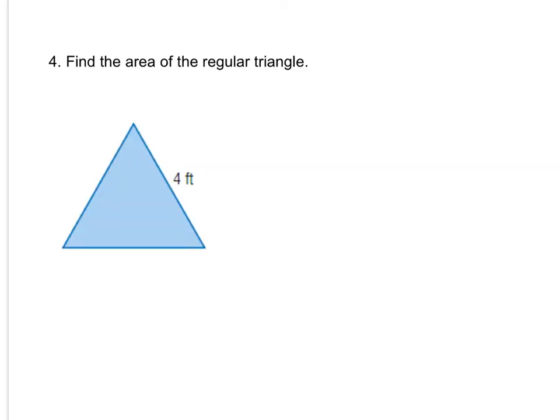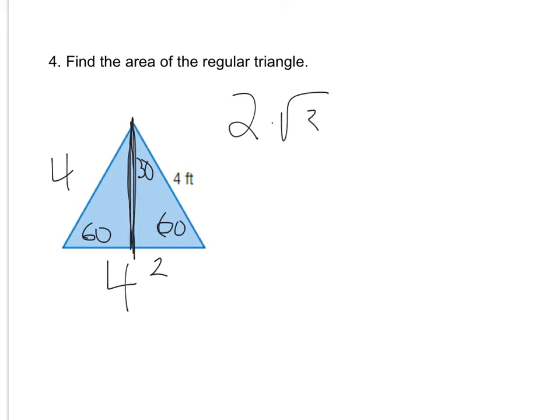So now figure out the area of a regular triangle. So that's 4, that's 4, that's 4. That means this is 60, this is 60. And if I drop this down and cut it in half, that makes that 30. That makes that 2. So that means my apothem, or my height here, my middle side, is going to be 2 times the square root of 3.